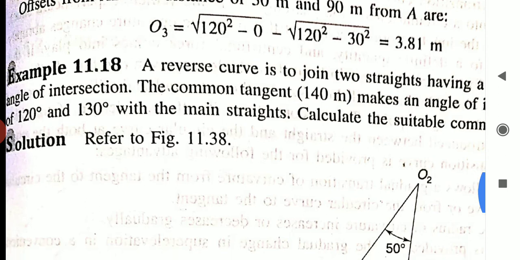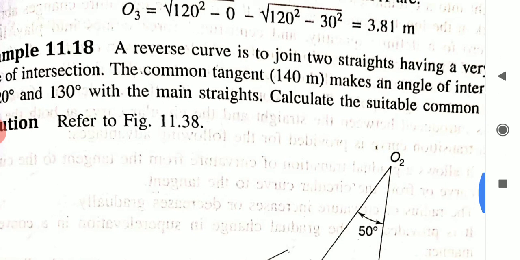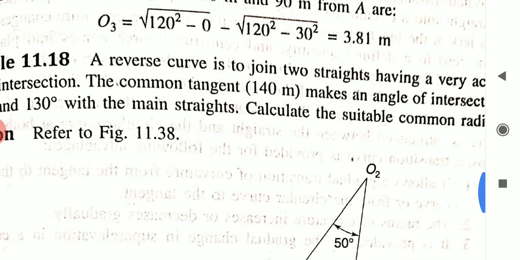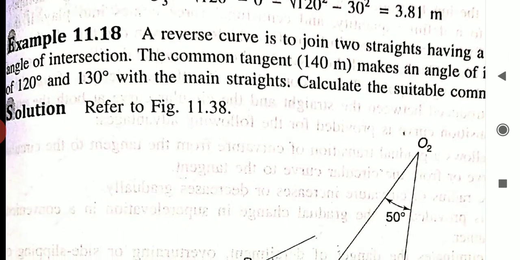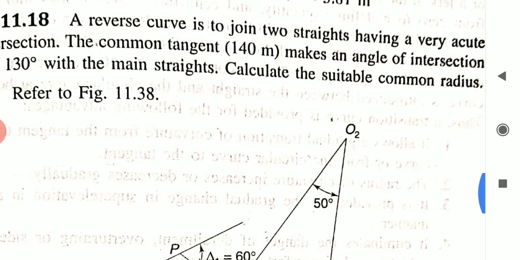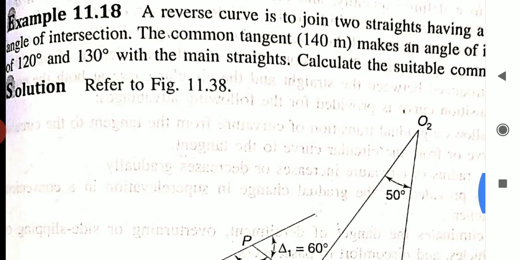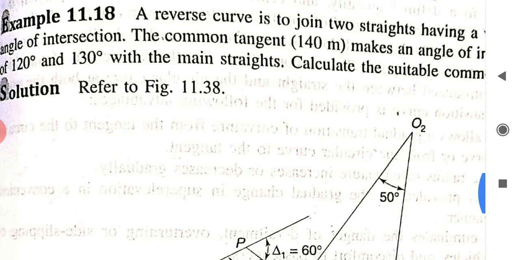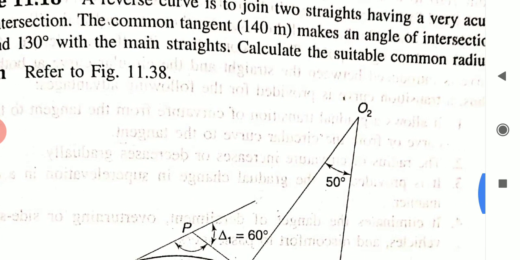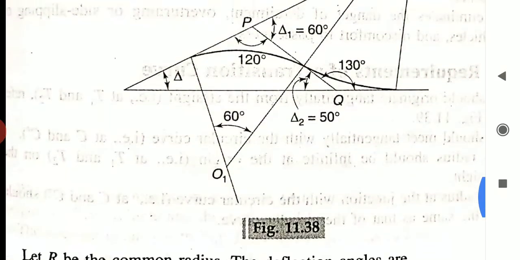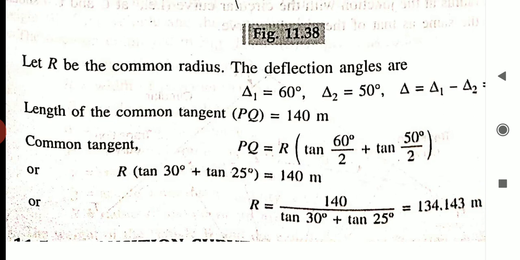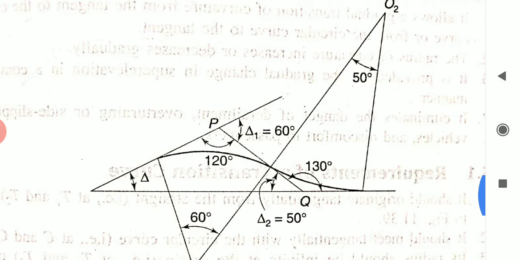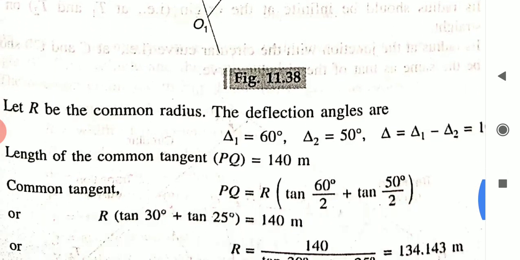Okay, next, the last problem: a reverse curve is to join two straights having a very acute angle of intersection. The common tangent of 150 meter makes angles of intersection of 120 degree and 130 degree with the main straights. Calculate the suitable common radius. Okay, refer to this figure. See here, delta 1 and delta 2 are mentioned, and delta equal to delta 1 minus delta 2, isn't it?